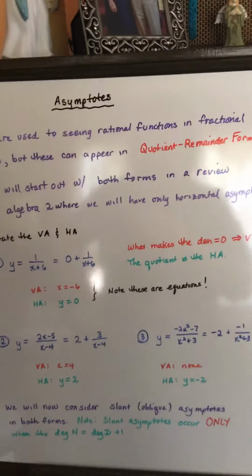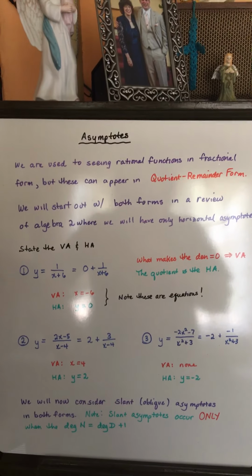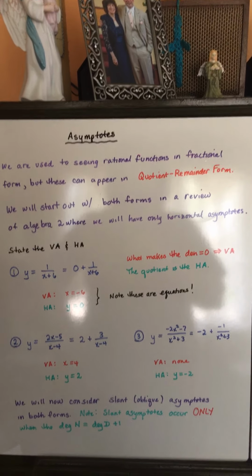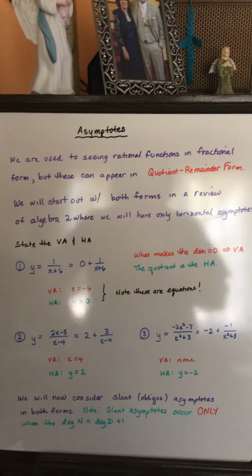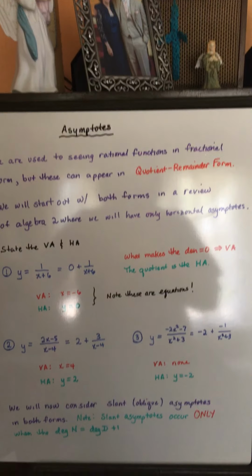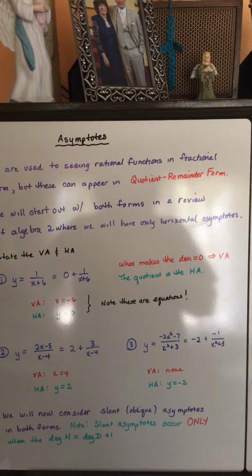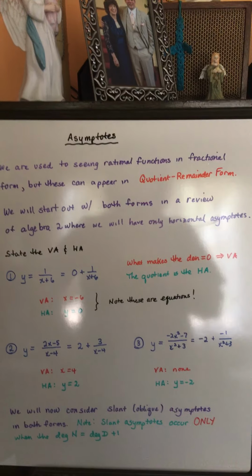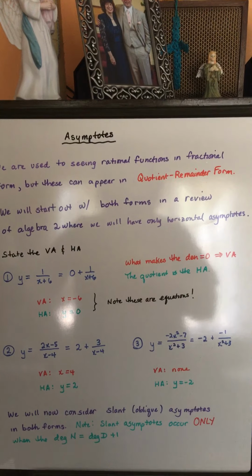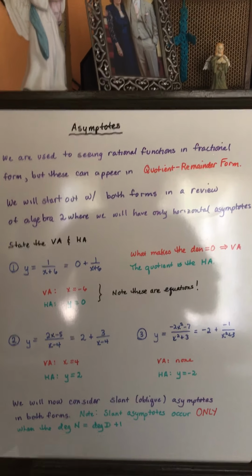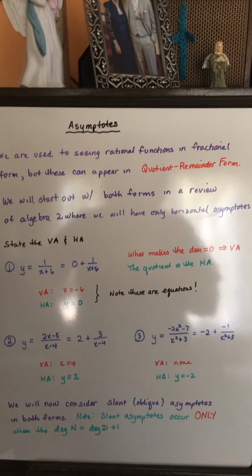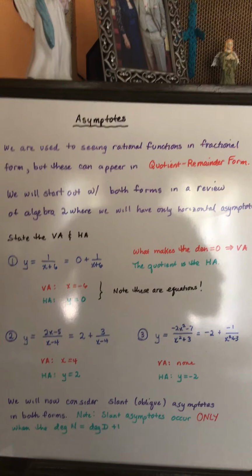All right, asymptotes. We are used to seeing rational functions in fraction form, but these can also appear in what's called quotient remainder form. And if you had me for Algebra 2, you had to change fractional form into quotient remainder form. We will start out with both forms in a review of Algebra 2, where we will only talk about horizontal and vertical asymptotes. But on the worksheet that you're going to be doing, we're only going to be doing vertical and slant asymptotes.